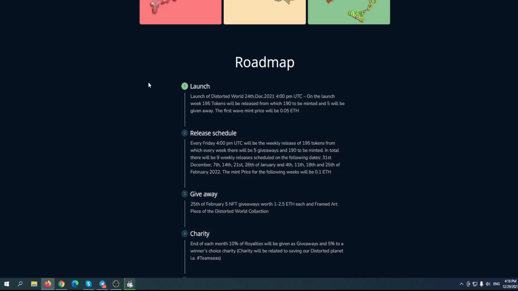Release schedule. So basically every week, Friday, 4 p.m. UTC will be the weekly release of 195 tokens, from which every week will be 5 giveaways and 190 to be minted. So that's great. I think that's the right proportion. So 5 to motivate people to spread the word about this great project, and 190 to be sold on the market.